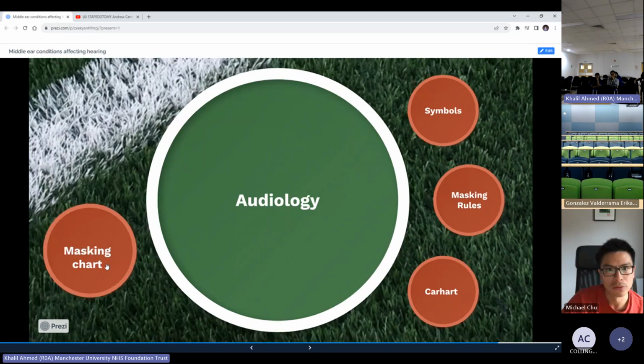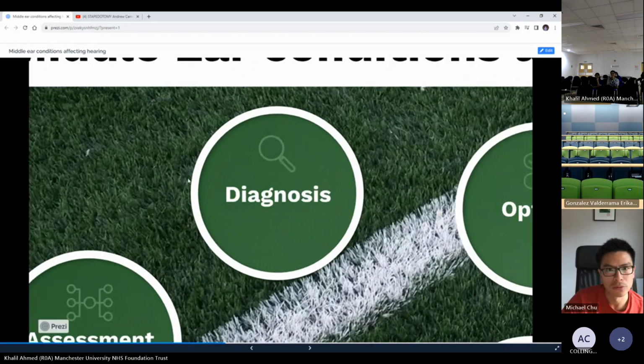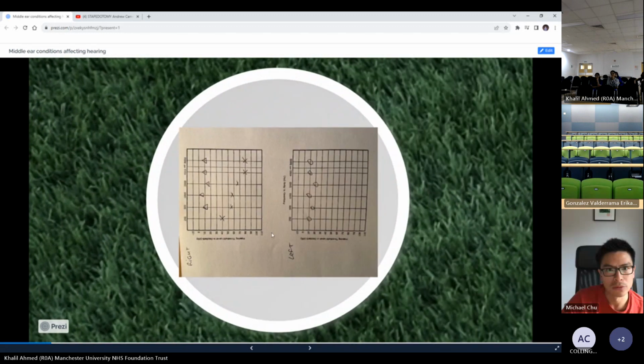So let's have a look at an example of that. Okay, there. The air conduction on this side is the same as the air conduction on that side. No, it isn't. It's 40 decibels worse than the air conduction on that side. So you need to mask the bone conduction. So that's rule 1 of masking, because the air conduction on this side is much worse than the air conduction on that side by 40 dB or more.